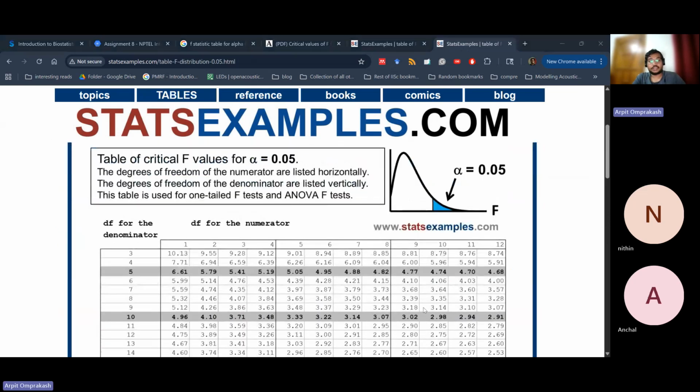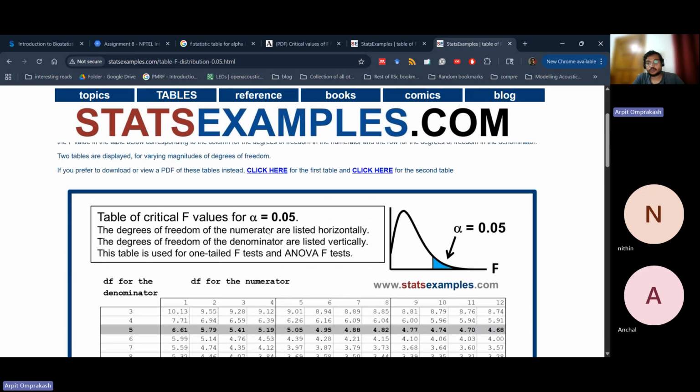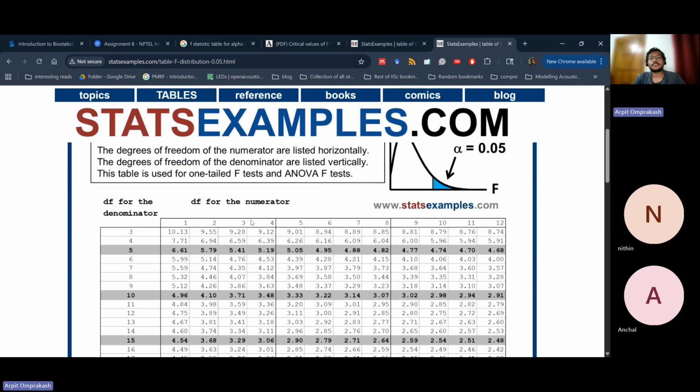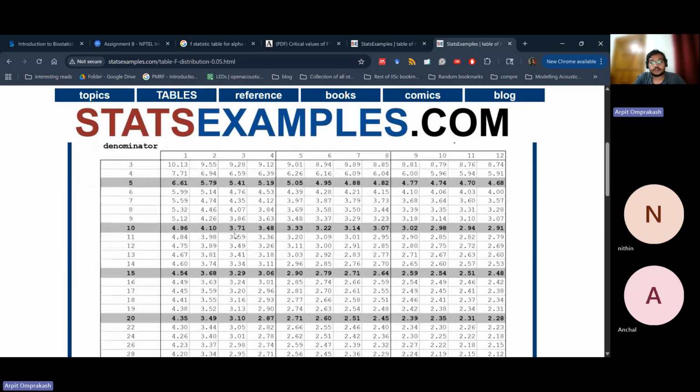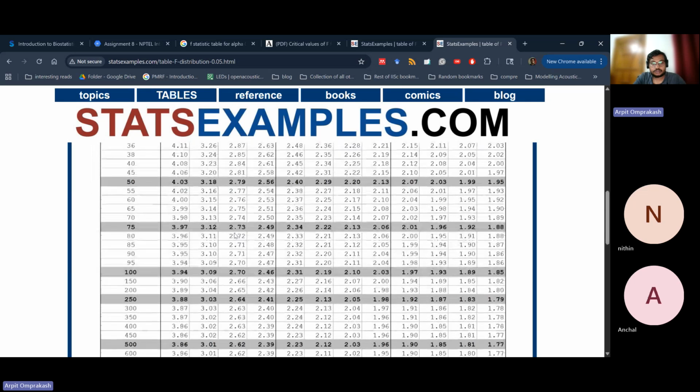So I forgot to go through the options, but since the options are mentioning 0.5 or 0.05, we'll look at this table for 0.05, the F value. The DF of the numerator is 3, and the DF of our denominator is 74. So we'll go to 75, which is closer, and we'll see that the value here is 2.73. That's what we'll note from this. The value is 2.73.